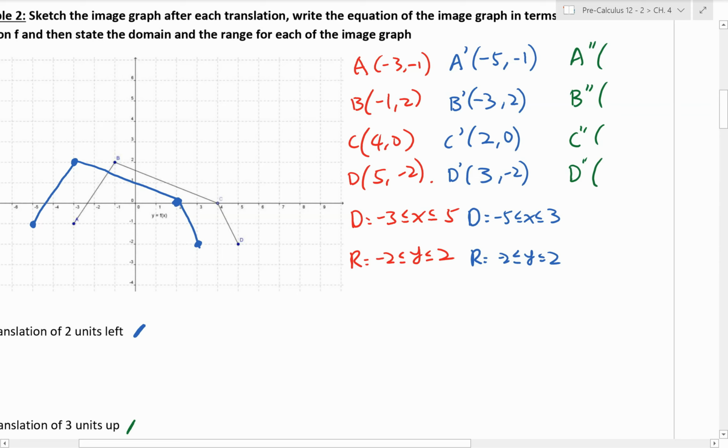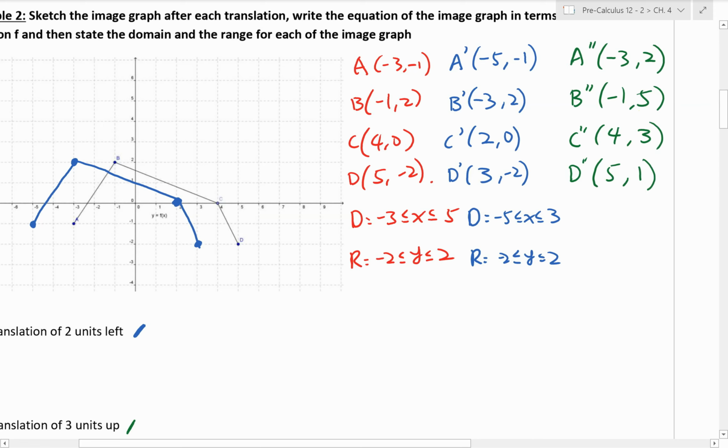Because now I'm moving 3 units up, I'm not really moving sideways. Therefore, the x values will remain the same: -3, -1, 4, and 5. For the y values, because I'm moving up, I need to add 3 to it. So -1 plus 3 is 2. 2 plus 3 is 5. 0 plus 3 is 3. And -2 plus 3 is 1.